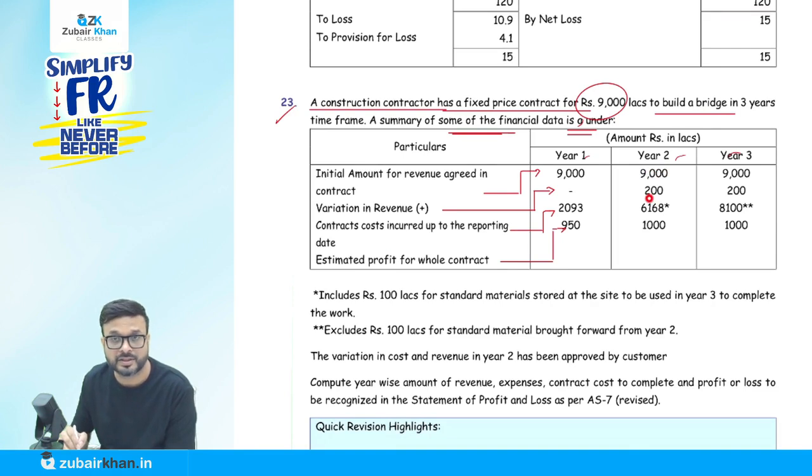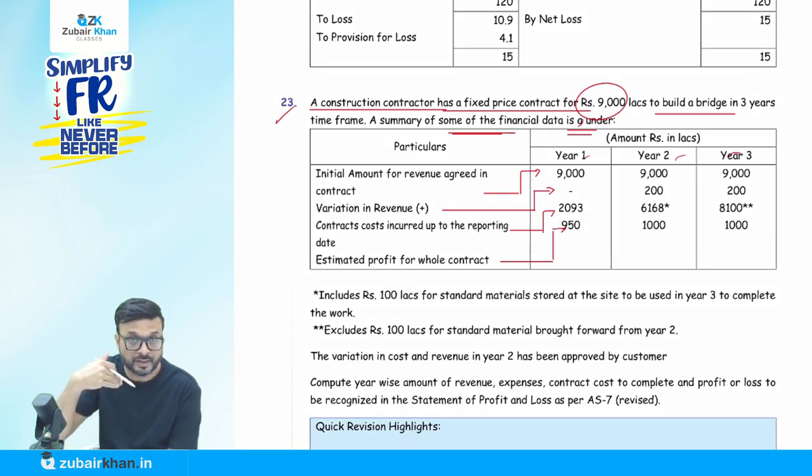Then they say how much the variation is. The variation is there. So there is an increase in the revenue in the second year. In the first year we were not expecting the variation; the variation comes in the second year. So let's go year by year only. The second and third year I will come to later on.